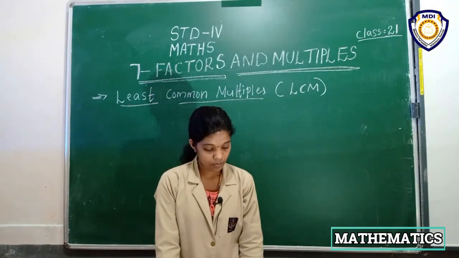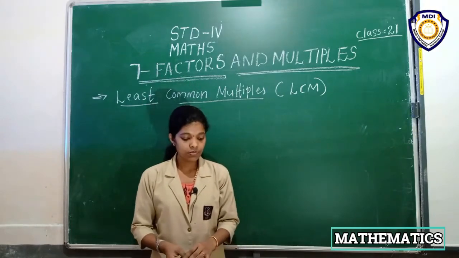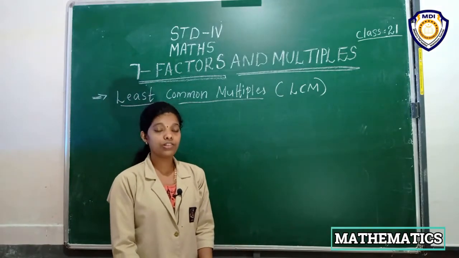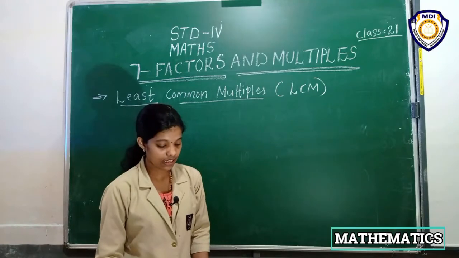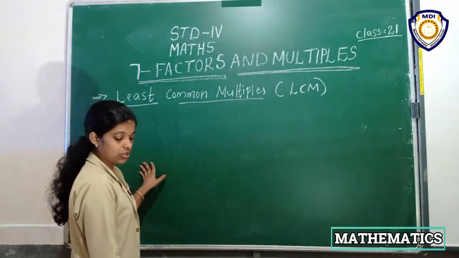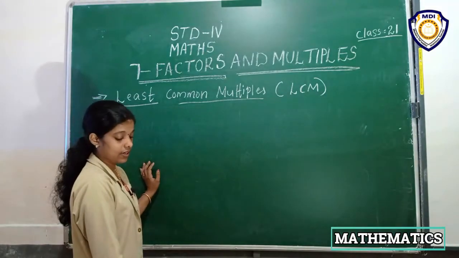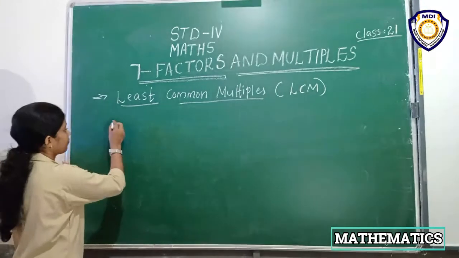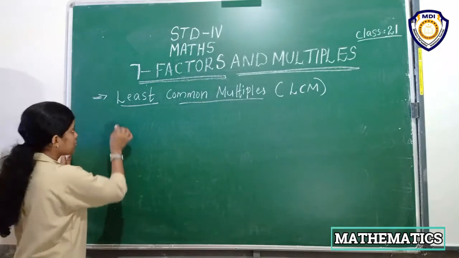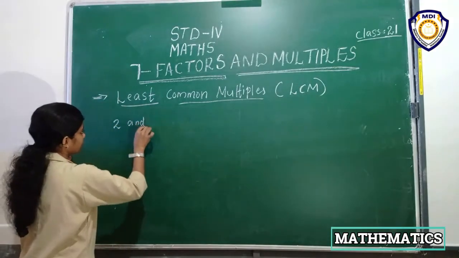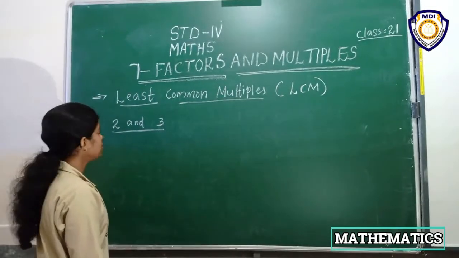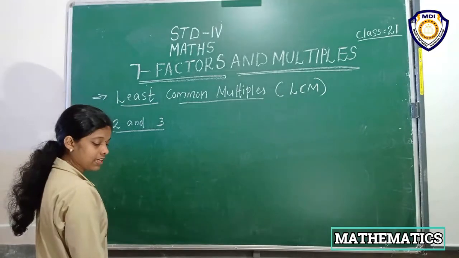Least common multiples. I will explain with the help of an example. Listen here. How to find the LCM? Firstly, all of you listen here. Consider the two numbers 2 and 3. How to find out the LCM of 2 and 3?